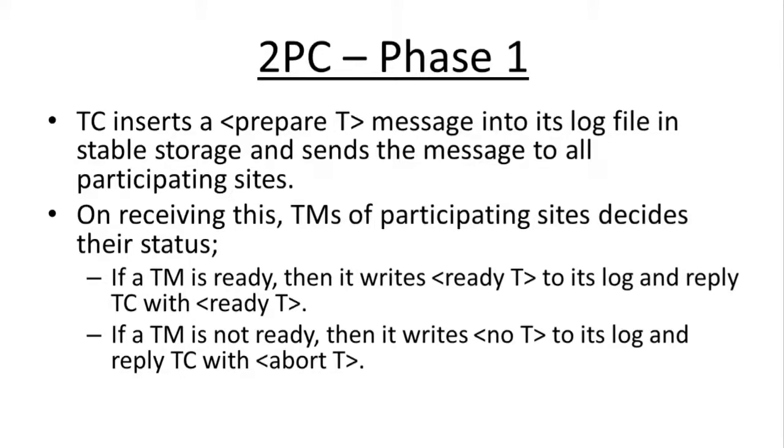If a transaction manager is not ready, then what happens is it writes a no T message. No T means I am not able to commit this particular transaction T. It writes this to its log file and replies to the TC with an abort T message. So it replies to the transaction coordinator that it cannot commit the transaction. So this is what happens in phase 1.